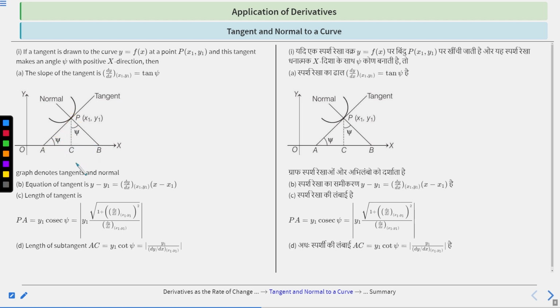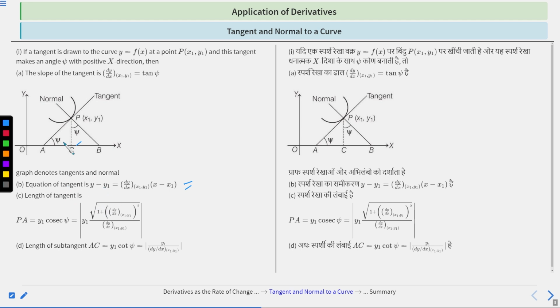Clear? So this graph denotes the tangent and normal, right? See, this is the tangent, and this is the normal to the curve. So the equation of the tangent at (x1, y1) is y minus y1 equals dy/dx at (x1, y1) times (x minus x1), right? So you have to remember this.